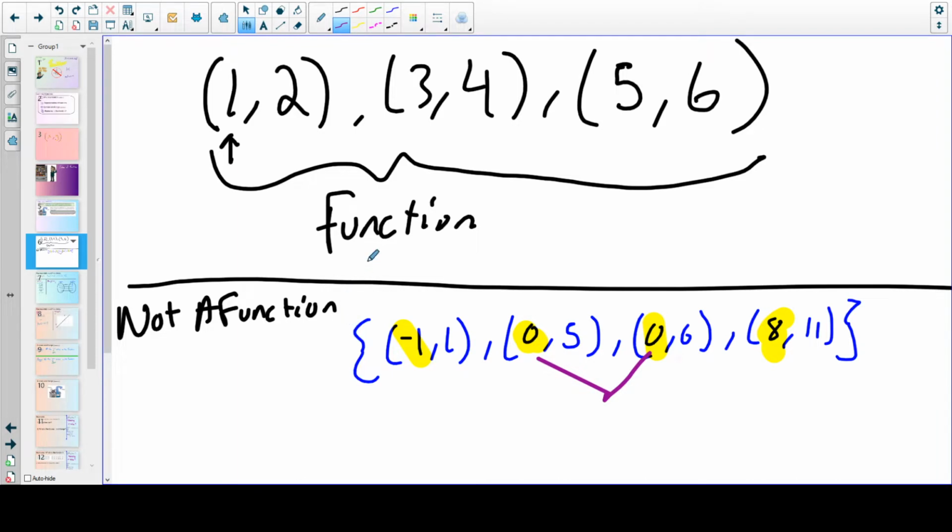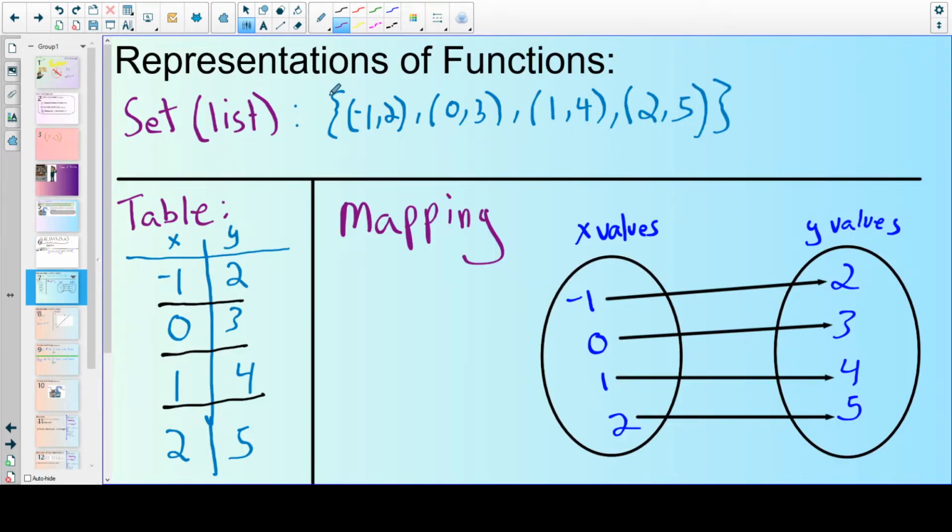Now, there are different ways to represent functions. So far we're only looking at a list of ordered pairs, but there are many ways to represent functions. So we have a list. If you look at each x value, -1 goes to 2, 0 goes to 3, 1 goes to 4, 2 goes to 5. None of the x values repeat. Must be a function.